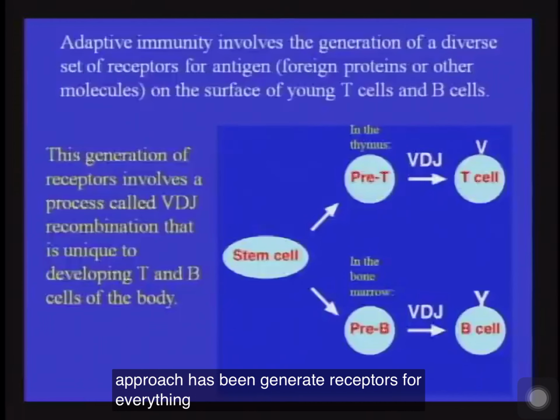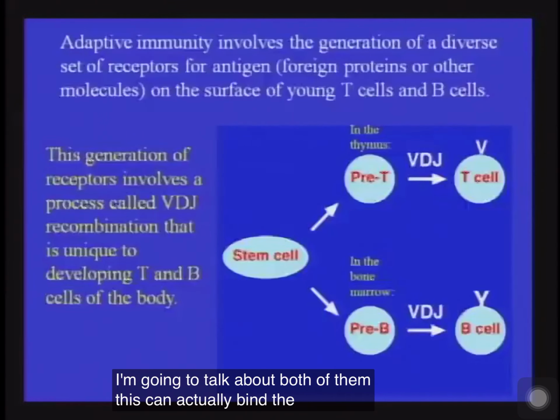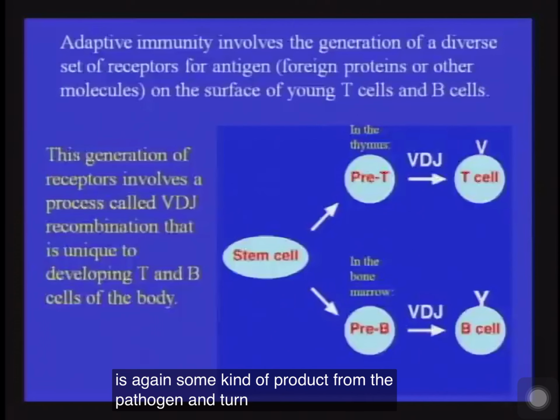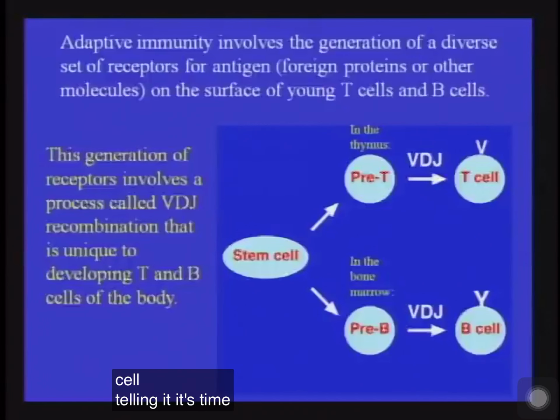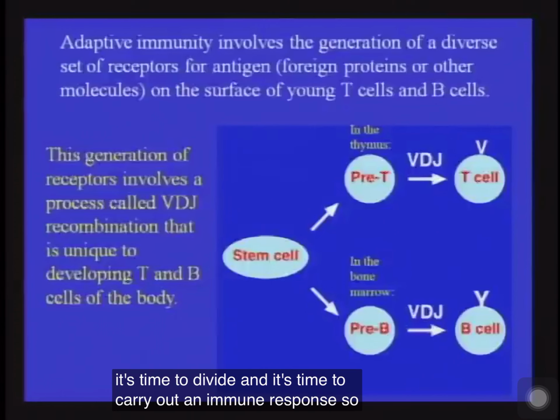David, not everybody will know what a receptor is. So a receptor is something that can bind on the surface of an adaptive immune cell. There's two kinds called T cells and B cells, and I'm going to talk about both of them. This can actually bind the antigen, which is, again, some kind of product from the pathogen, and turn that cell on. It delivers a signal to the inside of the cell telling it it's time to get activated, it's time to divide, and it's time to carry out an immune response.